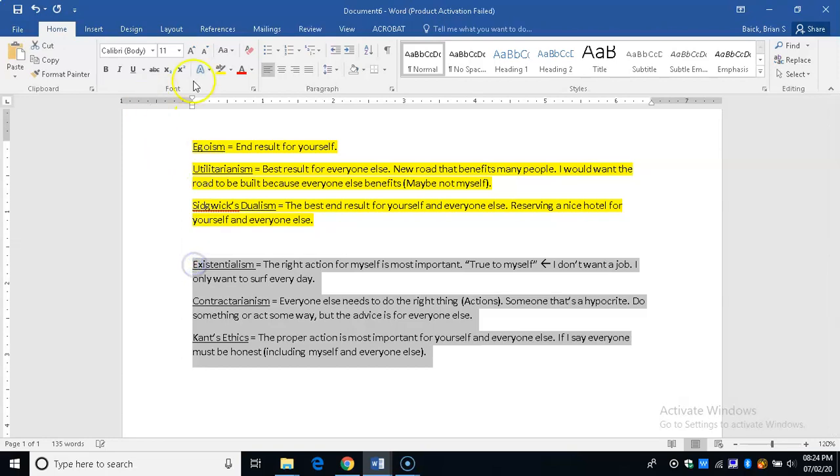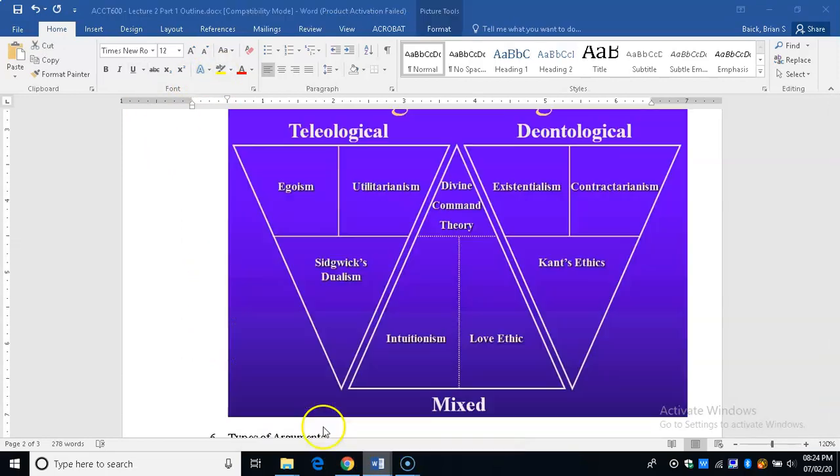Okay, so these are the deontological approaches that you need to know. Let's go back to the chart here. We talked about the 3 teleological approaches on the left. We talked about the 3 deontological approaches on the right side. And then we have what's called the mixed framework approach to thinking about ethics. Let's think about what these mean. Remember, intuitionalism is about yourself. Love ethics is about someone else, everyone else. And divine command is about yourself and everyone else.